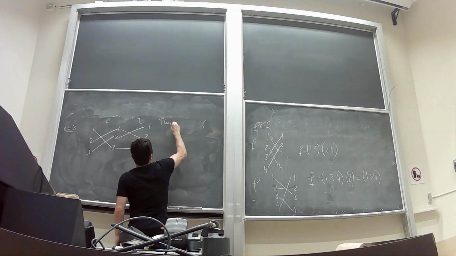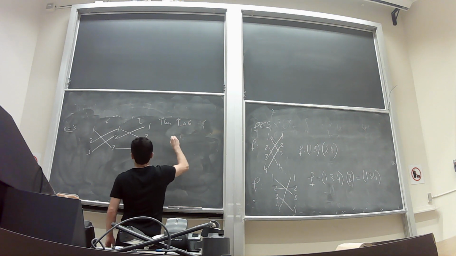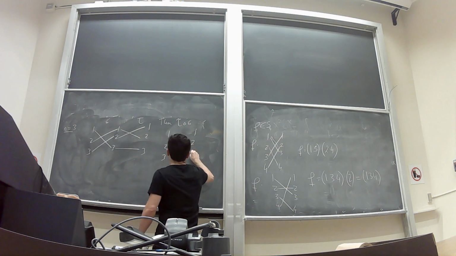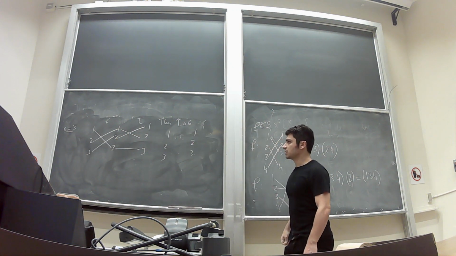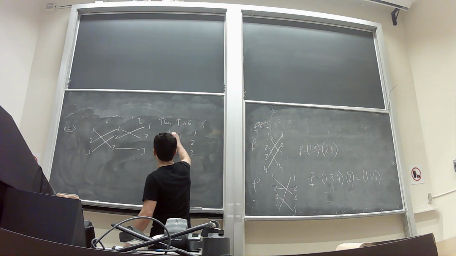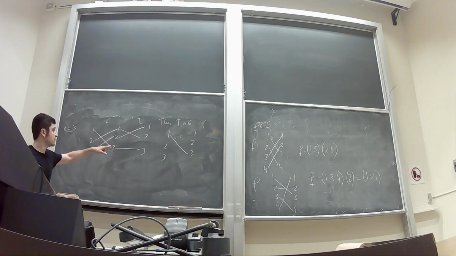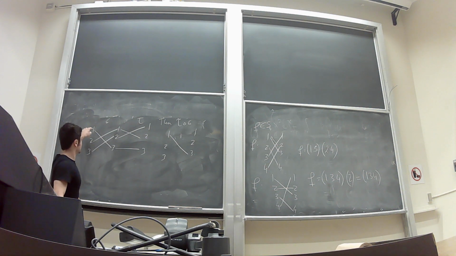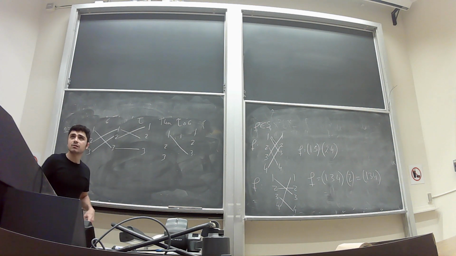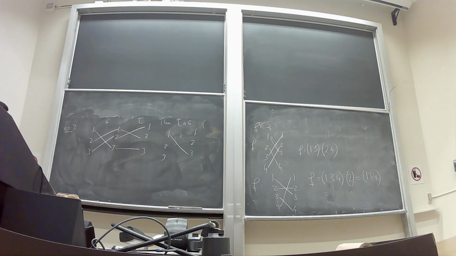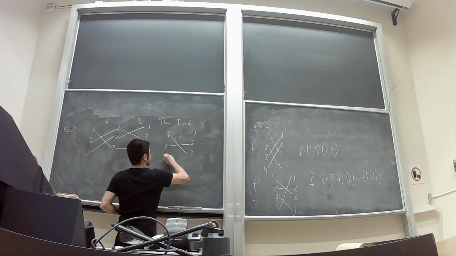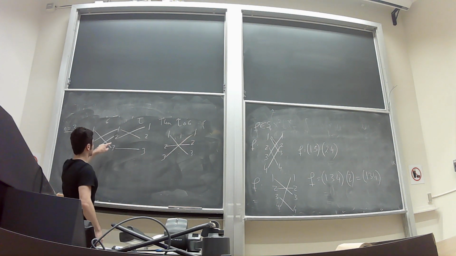Tau composed with sigma. What is it? On 1, 2, 3. So, sigma of 1, what is it? 3. Right? So tau of sigma, 1 goes to 3. We agree? Sigma of 1 is 3, and tau of 3 is 3. So 1 goes to 3. Tau of sigma of 2: sigma of 2 is 1, right? And tau of 1 is 2, so 2 goes to 2. And then 3 will go to 1. Let's check that: 3 to 2 and 2 to 1.